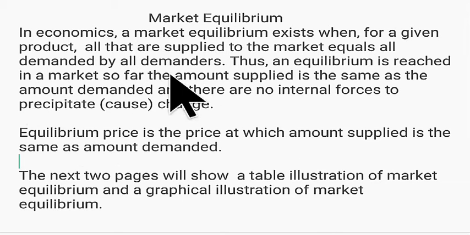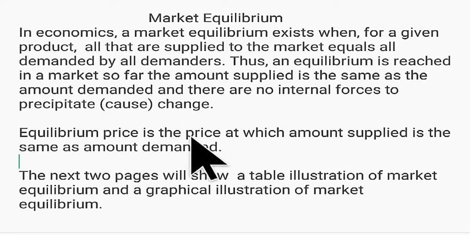In today's tutorial, we will teach market equilibrium. In economics, a market equilibrium exists when, for a given product or good, all that is supplied to the market equals all demanded by all demanders. Thus, an equilibrium is reached in a market so far as the amount supplied is the same as the amount demanded, and there are no internal forces to precipitate or cause change.